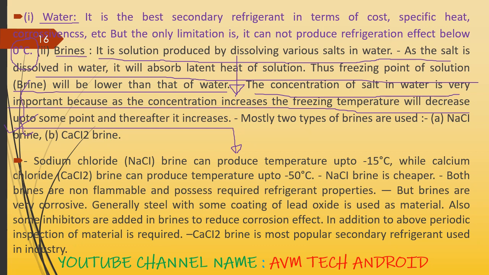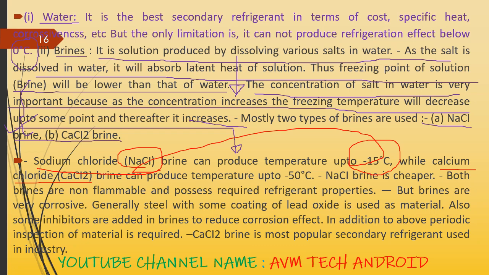The mostly used brines include NaCl, and CaCl2 too. Here again the comparison is given between NaCl, that is sodium chloride, and calcium chloride, that is CaCl2. NaCl can produce temperature up to -15, whereas CaCl2 can produce up to -50. NaCl is very cheap.